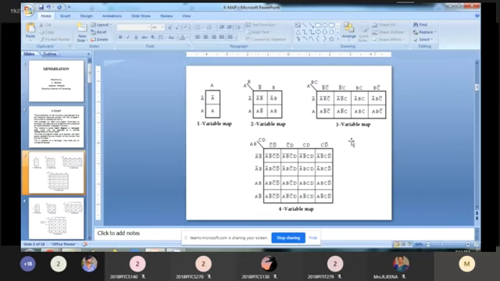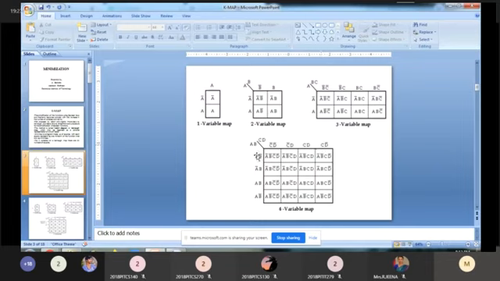Next one is the 4 variable K map. 4 variable K map means we are using 4 input variables. So 2 inputs are here, 2 inputs are there. You have to use the inputs with their complements. How many possible? 0 0, 0 1, 1 1, 1 0. Here also 0 0, 0 1, 1 1, 1 0.